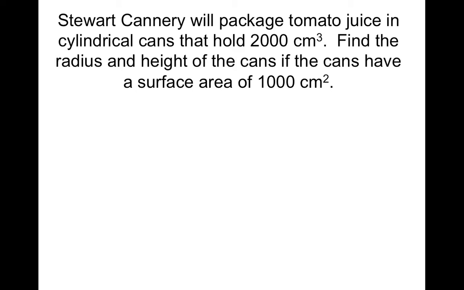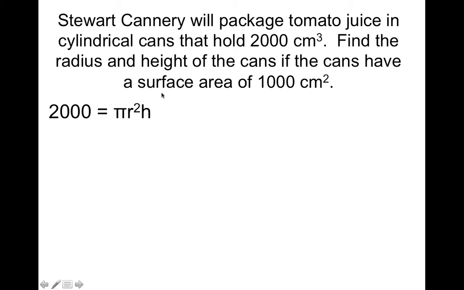The problem reads as follows. Stewart Cannery will package tomato juice in cylindrical cans that hold 2,000 cubic centimeters. Find the radius and height of the cans if the cans have a surface area of 1,000 centimeters squared. So you would need to know a few formulas from geometry. 2,000 cubic centimeters, that deals with volume.